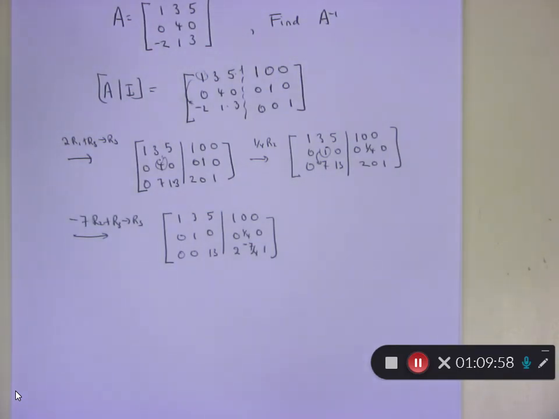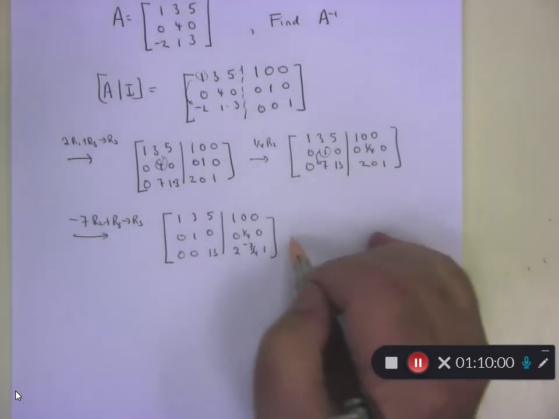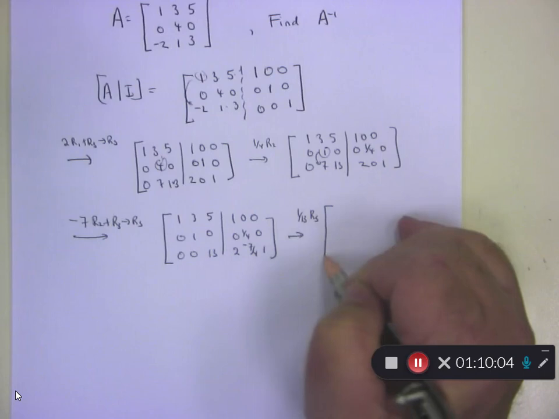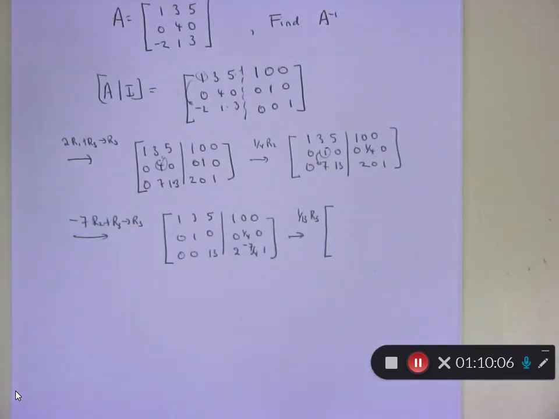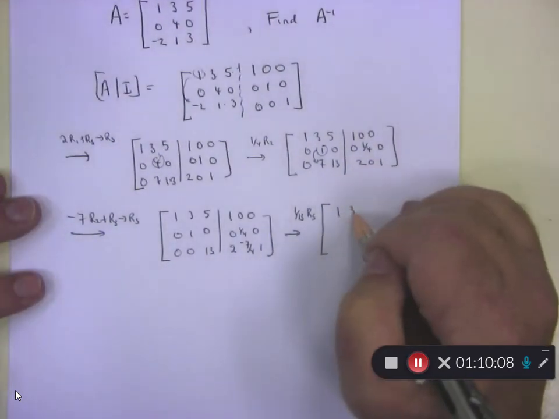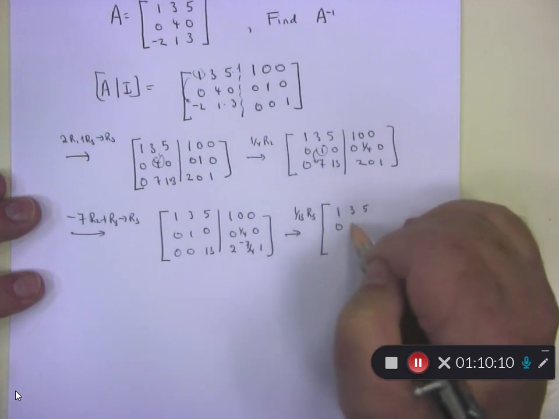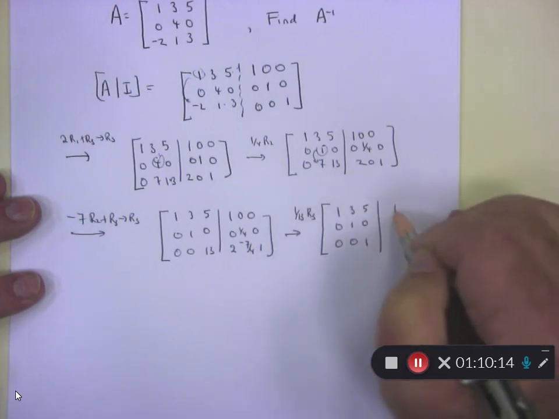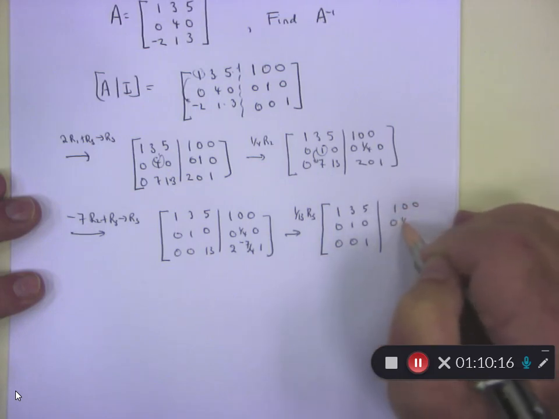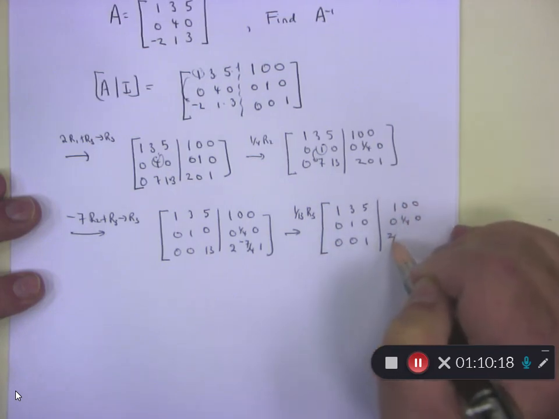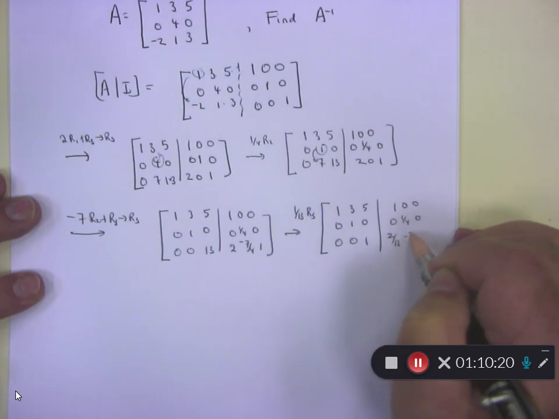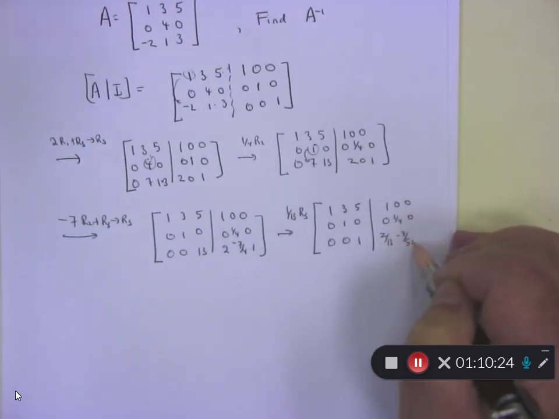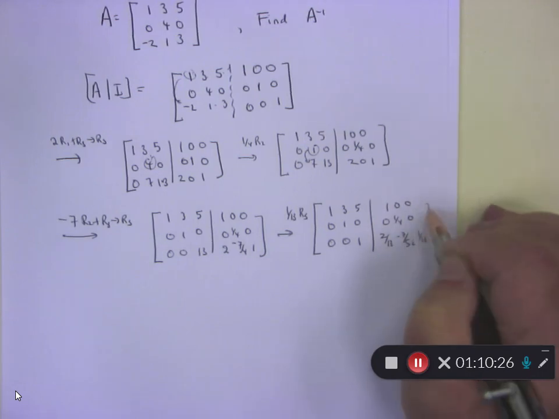It gets nasty, but I'm sorry, it's what you've got to do. I'm going to multiply 1/13 times row 3. It's hard for me to avoid fractions on this mess. This will be 1, 3, 5, 0, 1, 0, 0, 0, 1. And this will be 1, 0, 0, 0, 1/4, 0, 2/13, negative 7/52, and 1/13.